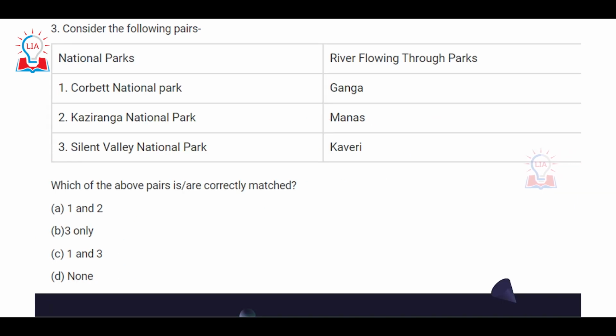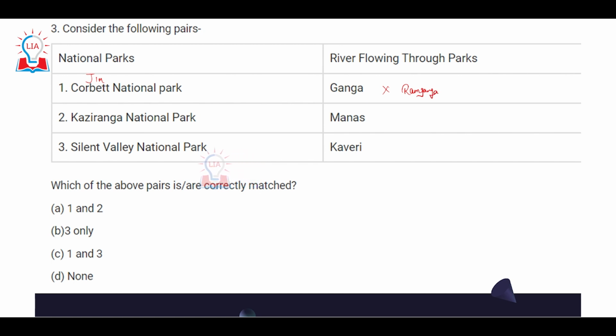The second question is again related to match the following, where the national park and the river flowing through the national park have been asked. So first we have the Corbett National Park, also called Jim Corbett National Park. It is the first national park of India, and in the match the following, it has been matched with the Ganga river. So this is incorrect matching because it is not the Ganga river but the Ram Ganga river that flows through the Corbett National Park.